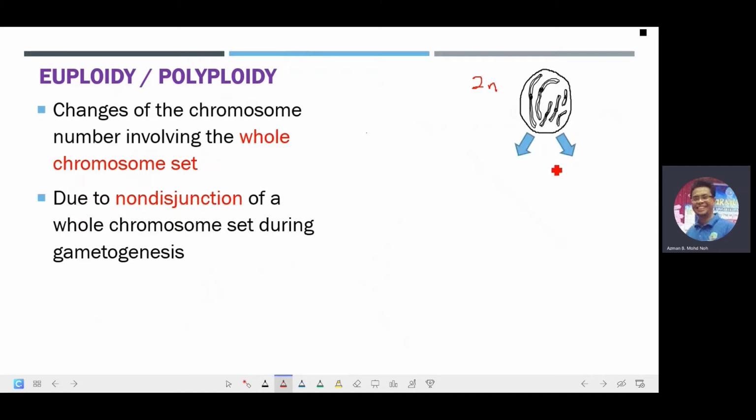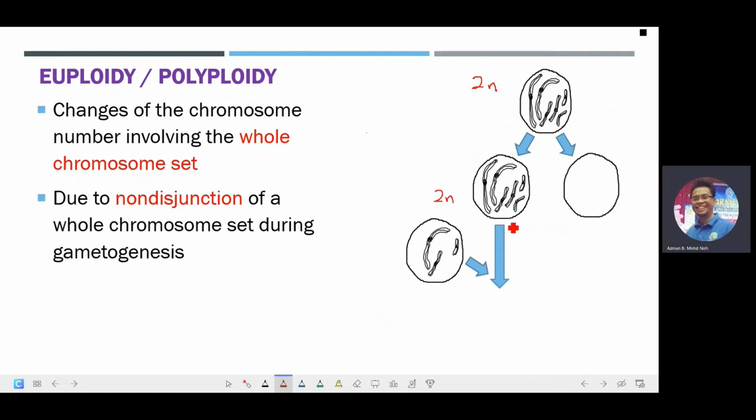Now, when this cell undergoes the process of meiosis, maybe non-disjunction will occur on all the chromosomes. As a result, all of the chromosomes will be going into one same cell. Meanwhile, the other cell will not be getting any chromosome at all. A normal gamete should be haploid or N. However, this gamete over here is abnormal because it is still in a diploid condition.